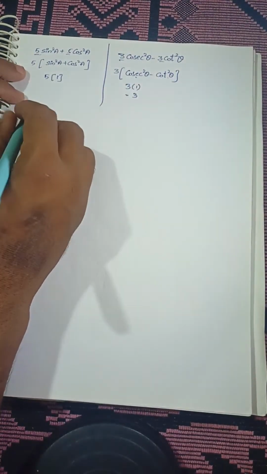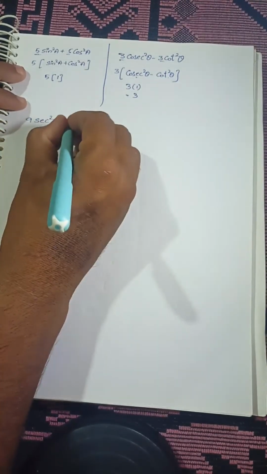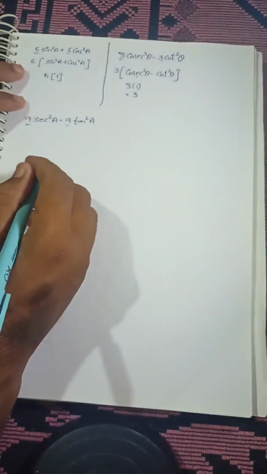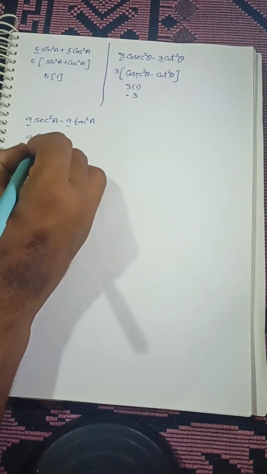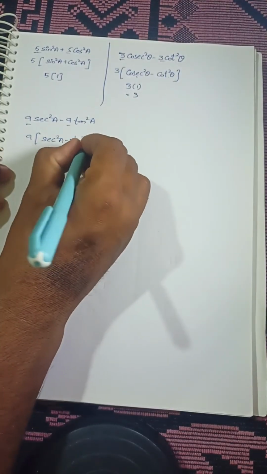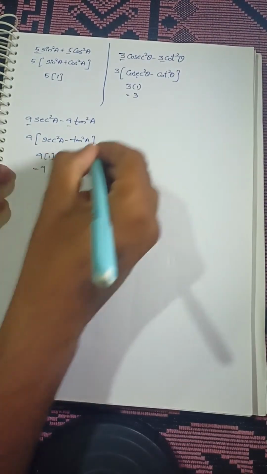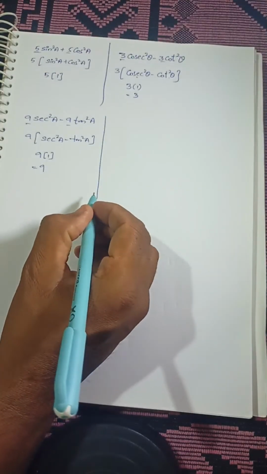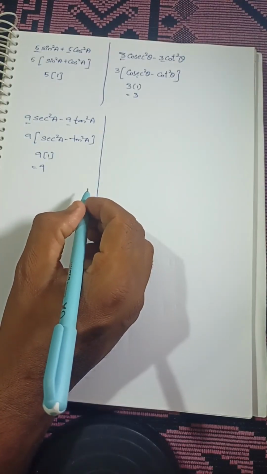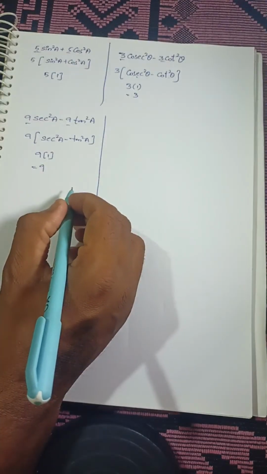Now we are going to write the second identity. 9 secant square A minus 9 tan square A. From both the values you take the common 9, secant square A minus tan square A, value is 1. Now see, some of the problems I will explain clearly. In terms of secant and tan, if we give, what we have to add.